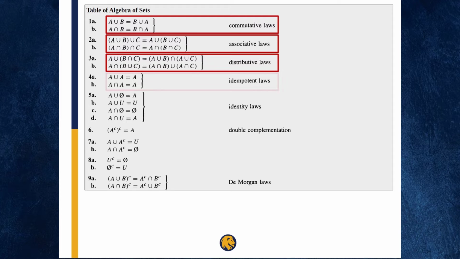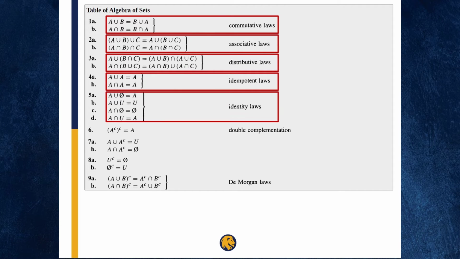The next one is called idempotent laws, and that basically means if you union or intersect a set with itself, you have the same set in return. So A union A or A intersect A is both equal to A.